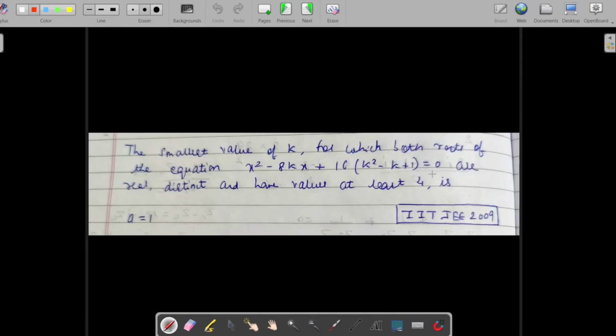Okay, so finally, let's just take some examples. Two previous year questions from IIT JEE. The first one is: the smallest value of k for which both roots of the equation are real and distinct have values at least 4.